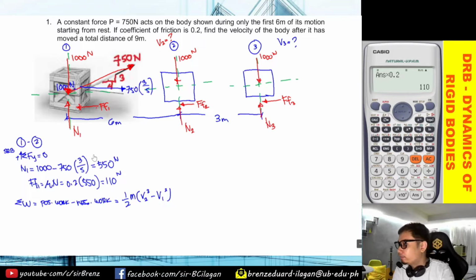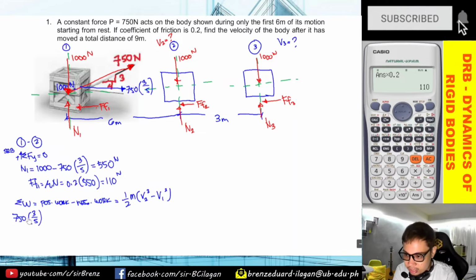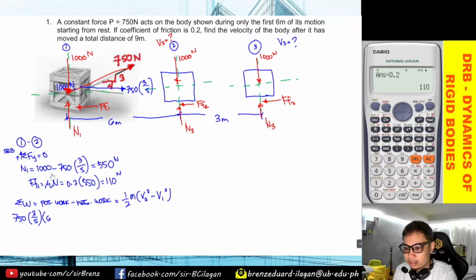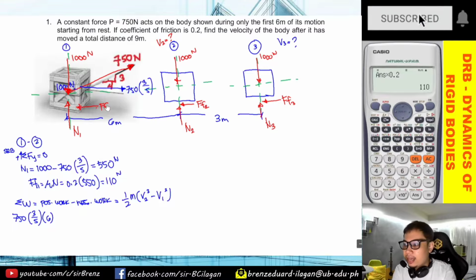Correct? So, that is 750 times 3 over 5. This is just the force. And then, yung distance traveled, from point 1 to point 2, that is 6 meters. Hindi ko nalagay yung unit. Okay, so aside from that, meron pa bang force? Wala na. Next na force na gagamitin natin is yung frictional force.